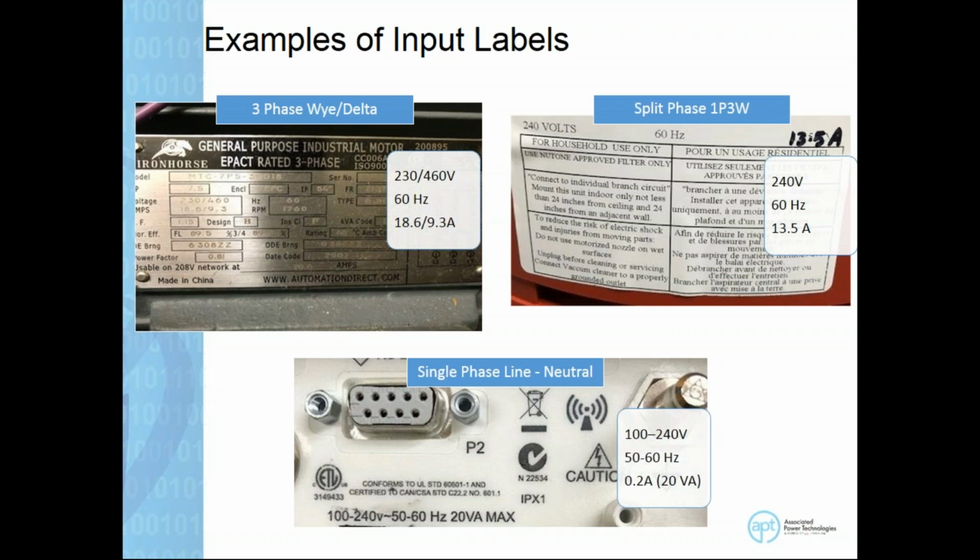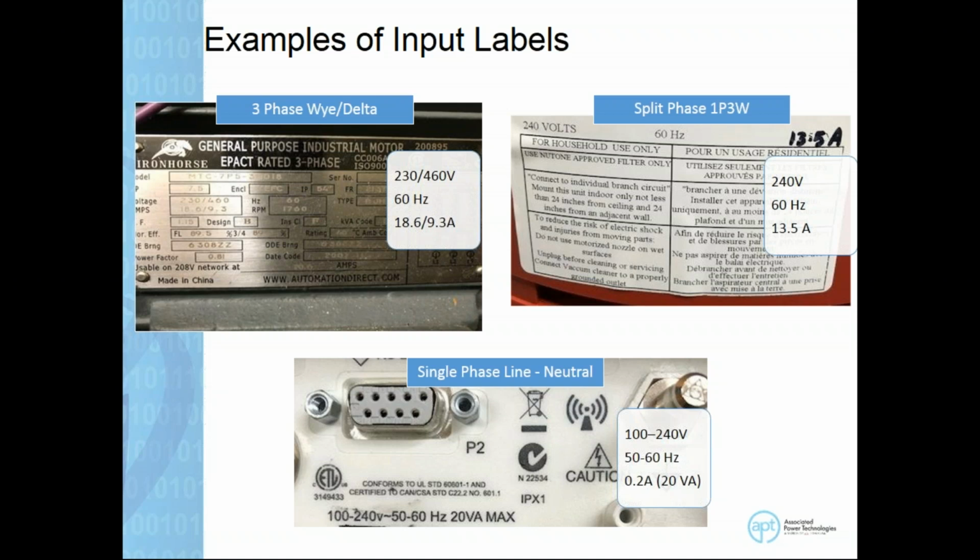To the top right, you'll see a split phase, single phase 3-wire configuration. Just knowing that it's 240 volts tells me this unit is going to take a line 1 hot and a line 2 hot, and the requirements for this product are 60 hertz frequency and 13.5 amps. So again, this is split phase, also known as single phase 3-wire connection. I need 240 volts, and the current requirement for this product listed on the input label is 13.5 amps. Now, this may be the worst case scenario, so it doesn't necessarily mean this is steady state, or this could be the maximum power that this unit could draw.